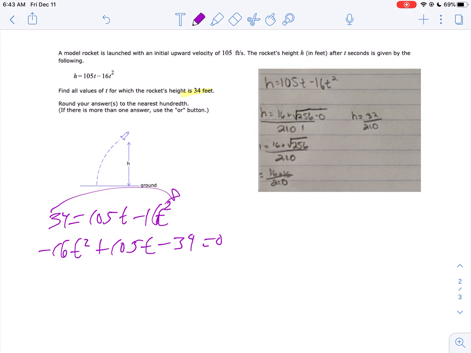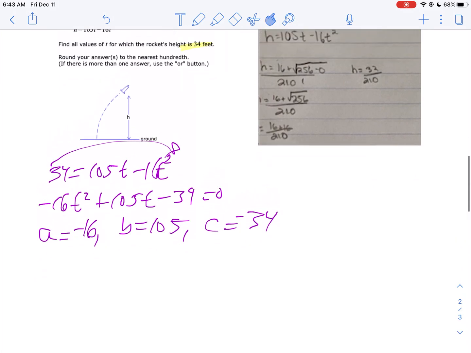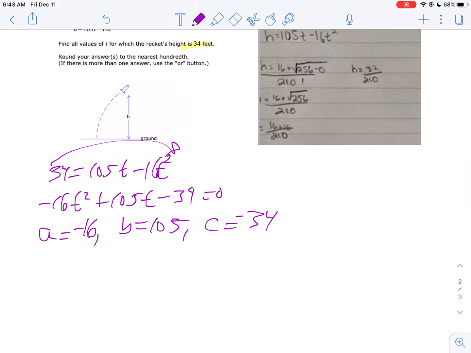So now on this problem, A is negative 16, B is positive 105. You see what happens there? You got them mixed up. And C is negative 34. Because the coefficient of your squared term is A, the coefficient of your linear term is B, and the coefficient of your constant term is C. So we got our numbers kind of mixed up there in our quadratic formula. So now we say t instead of x, but it's still the same thing.